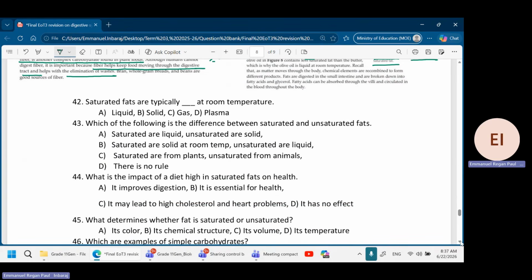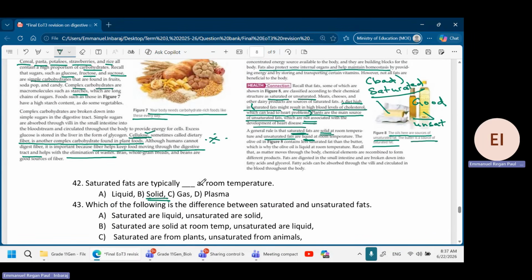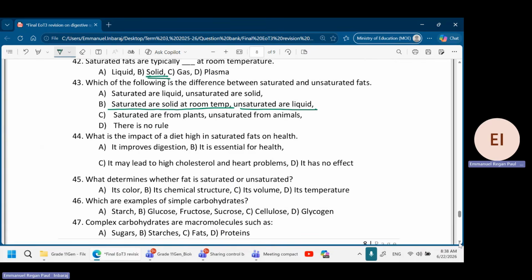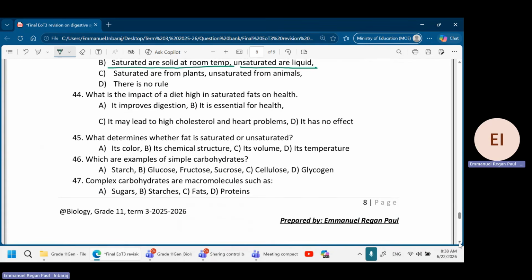Saturated fats are solid. Saturated fat here is the butter, so they are solids. Which of the following is the difference between saturated and unsaturated fat? Saturated fats are solid at room temperature. Unsaturated fats are liquid at room temperature. Everything will be from the text, so you need to learn that very well.